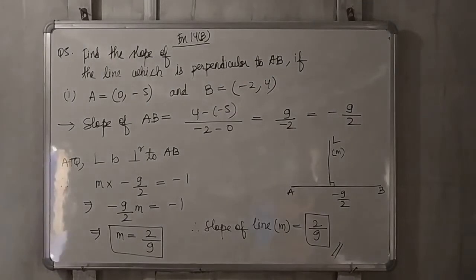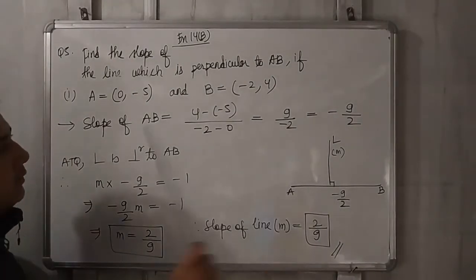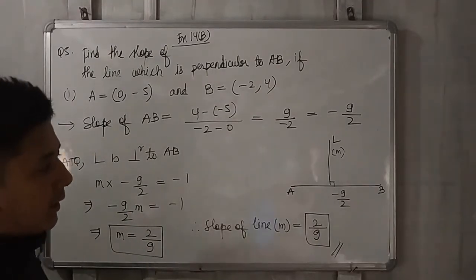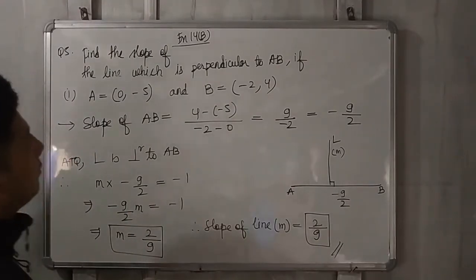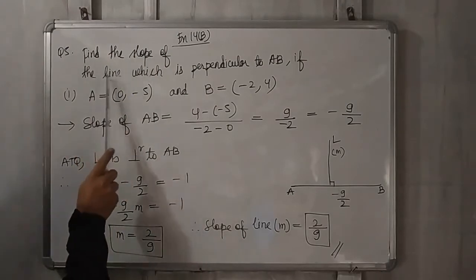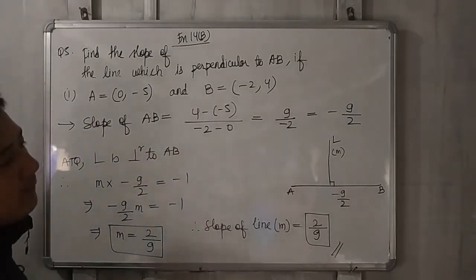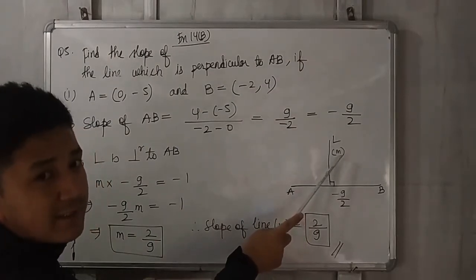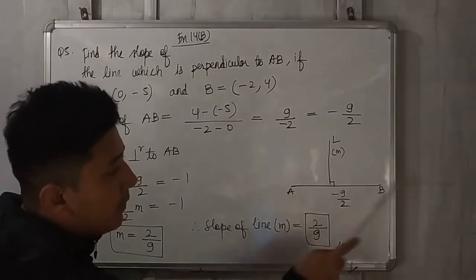Alright boys, so this is the last sum for today. Now, the previous one was parallel. If parallel, the slopes are equal, and now it is perpendicular. So now the question is telling you, find the slope of the line which is perpendicular to AB. So find the slope of this straight line L. I've taken the slope of L as M, which is perpendicular to AB.